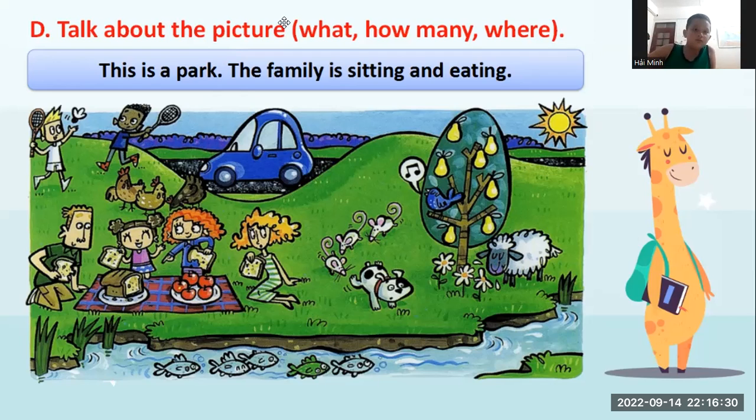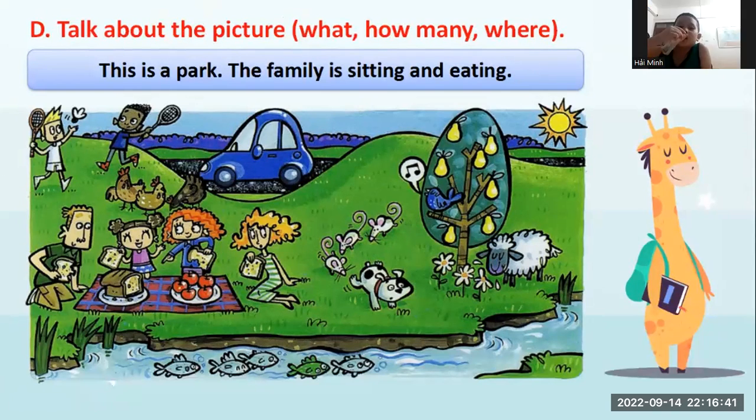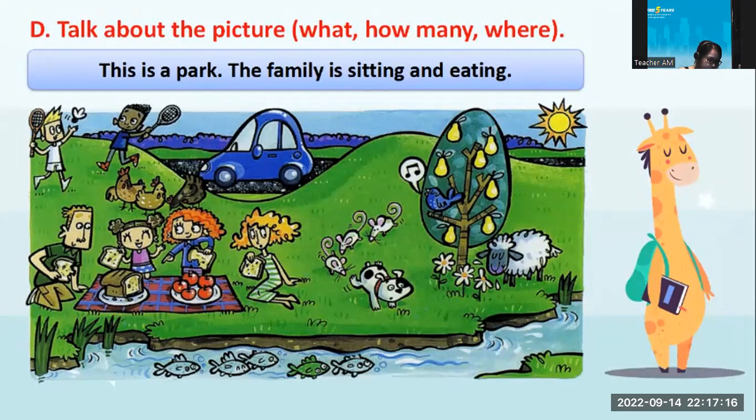So what is the sheep doing? It's a lunch. Okay, very good. So now, how many people can you see in the picture? It's six. Okay, you say there are six people. There are six people. So now, where are the people? The people is eating a lunch. And two people is playing with badminton. Okay, where are they? I don't know. They are at the park.